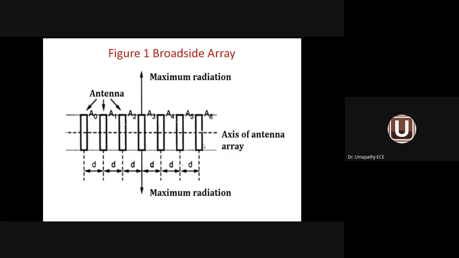Broadside array: all the antenna elements are uniformly spaced. The dotted line indicates the axis of the antenna. The maximum radiation is perpendicular to the axis of the antenna on either side. That is why we are getting a figure of 8 pattern in both the top and the bottom direction, maximum radiation on either side. This one is the broadside array. And one more thing in broadside array is that all the antenna elements have equal amplitude and equal phase. It means alpha equal to 0.